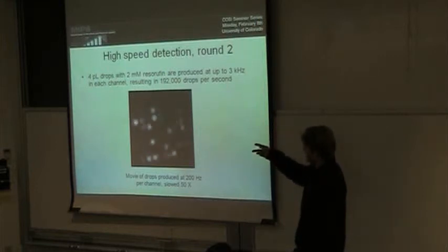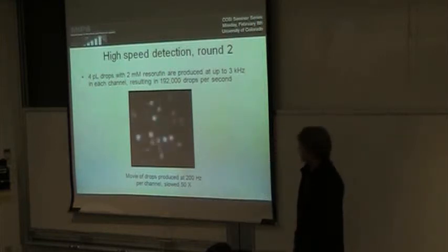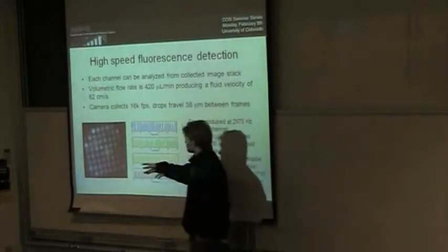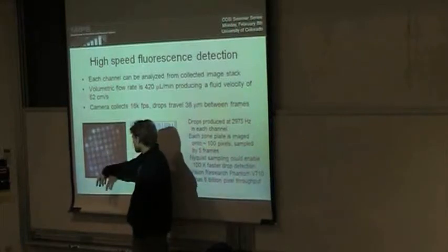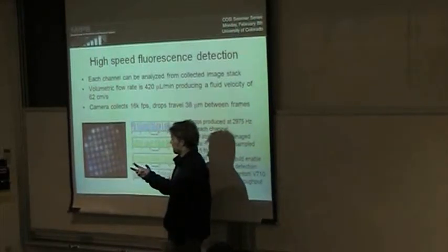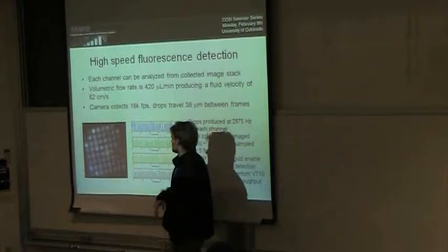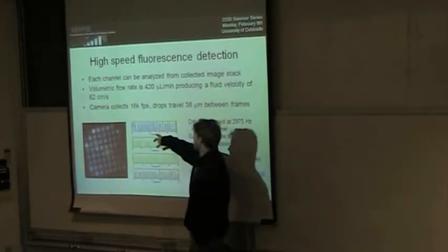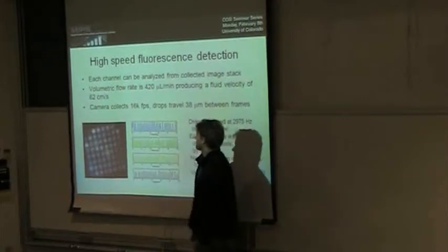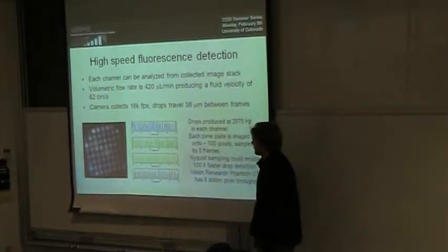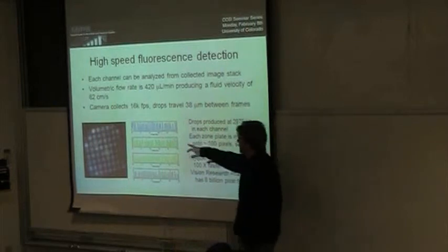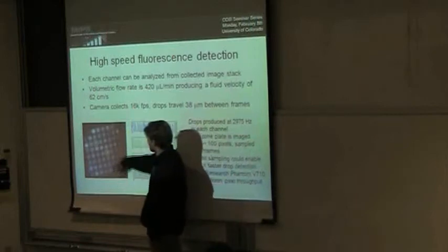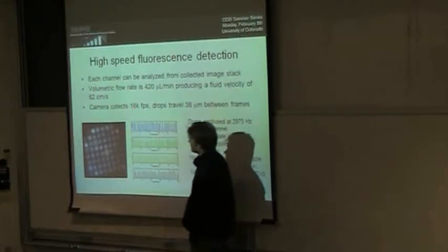So the signal-to-noise ratio is good here. That's why I show it for a movie. So we have this image stack. We can analyze what's going on in each channel. And in our case, every drop has fluorophore in it, so we get this periodic train of signal. In this case, the drops are coming at a rate of 3 kilohertz, and we're sampling at 16,000 frames per second. So every 5 frames, fluorescence peaks, and we can pick any of the 64 channels to analyze.